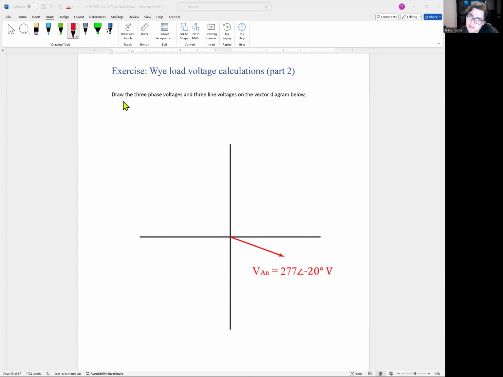All right, hello, welcome back to EEE 117. We're going to continue to check out this exercise about the three-phase voltages, especially the line-to-line voltage and the phase-to-neutral voltages for this Y-connected load.